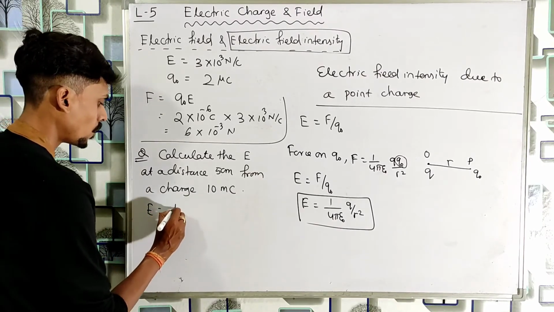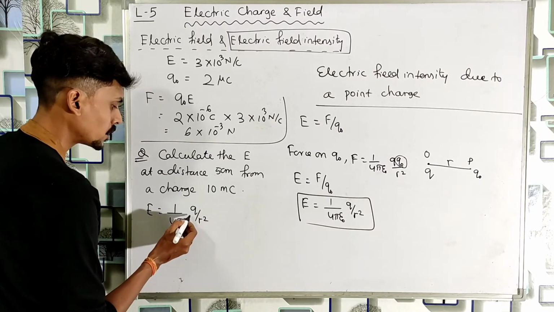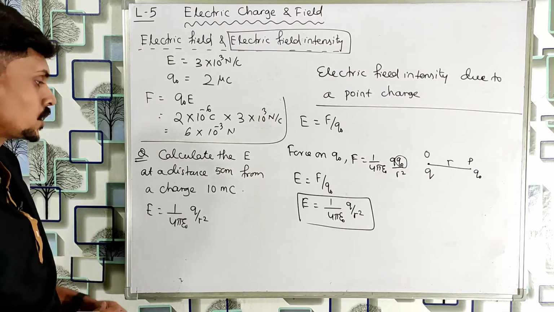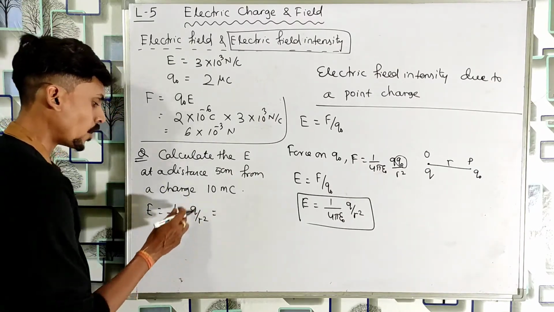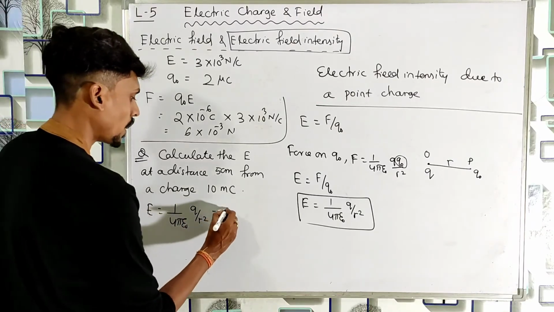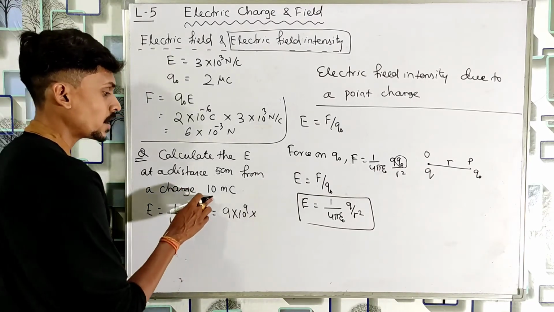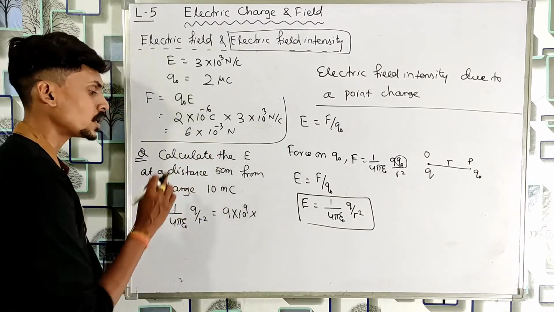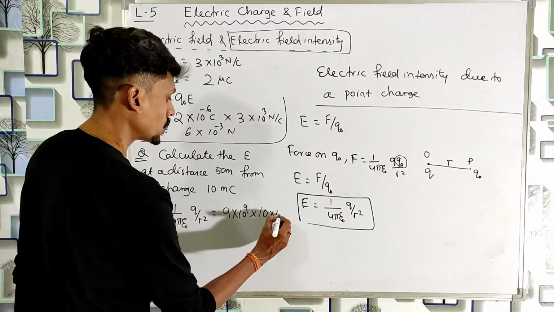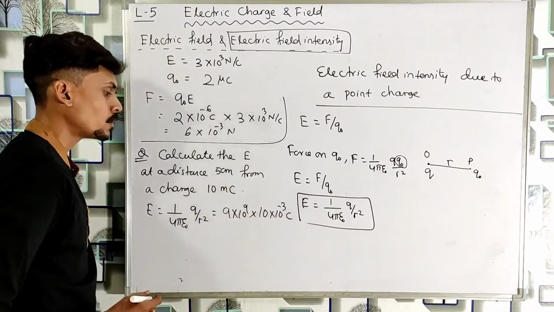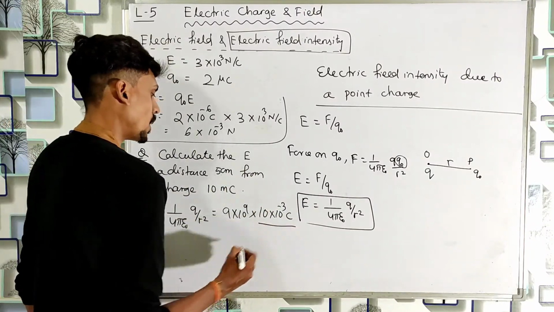E equal to 1 by 4 pi epsilon naught Q by R square. This Q means the source charge. The value is 10 millicoulomb. So the value of 1 by 4 pi epsilon naught is 9 into 10 to the power 9. And what is the magnitude of charge? 10 millicoulomb, and you have to express it in coulomb. So 10 milli means 10 to the power minus 3. So 10 millicoulomb means 10 into 10 to the power minus 3 coulomb divided by R square.